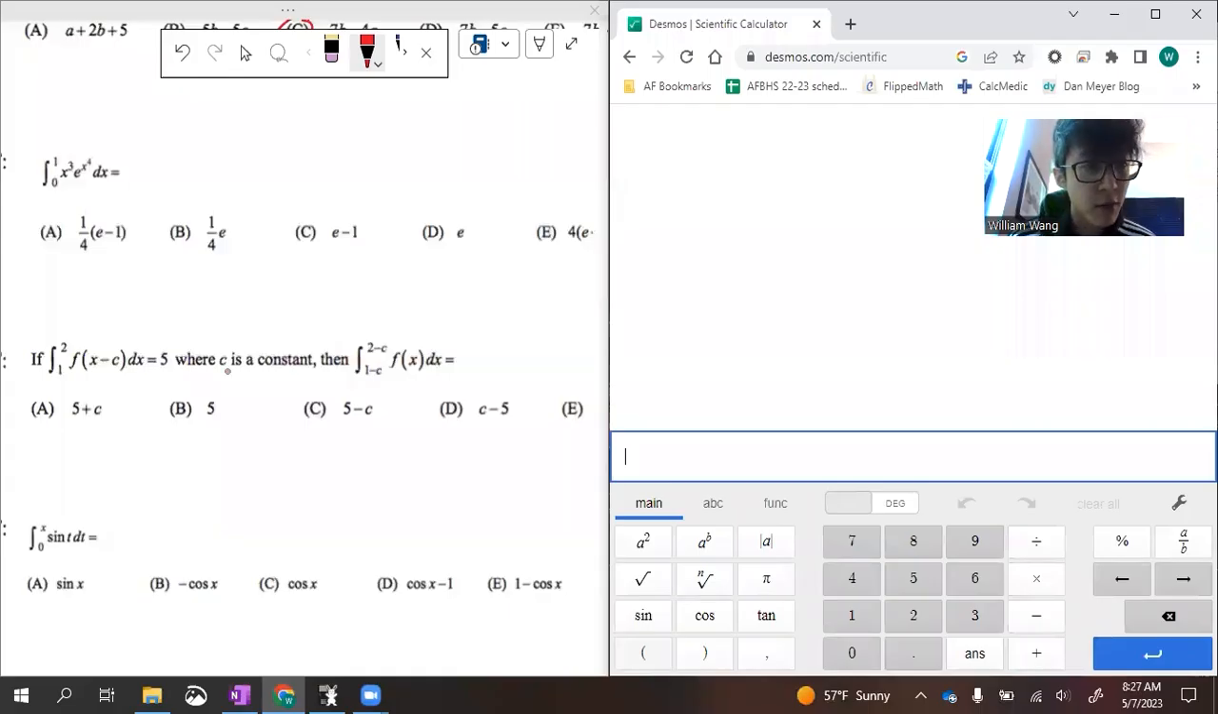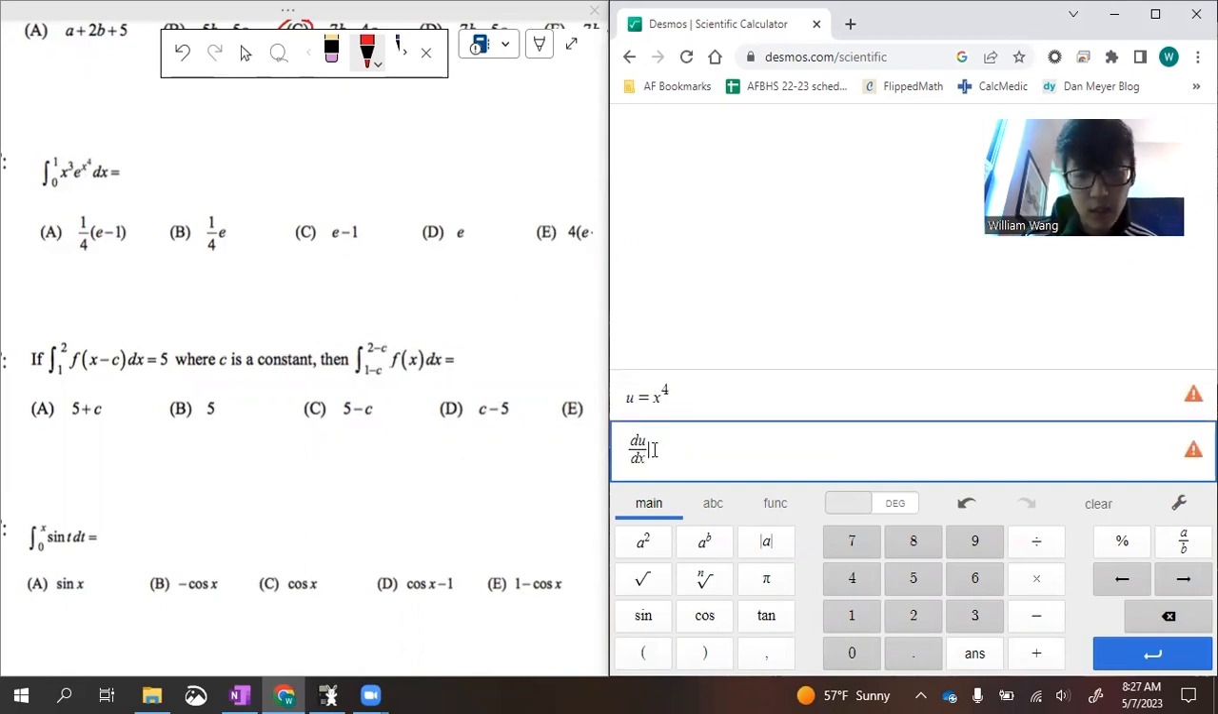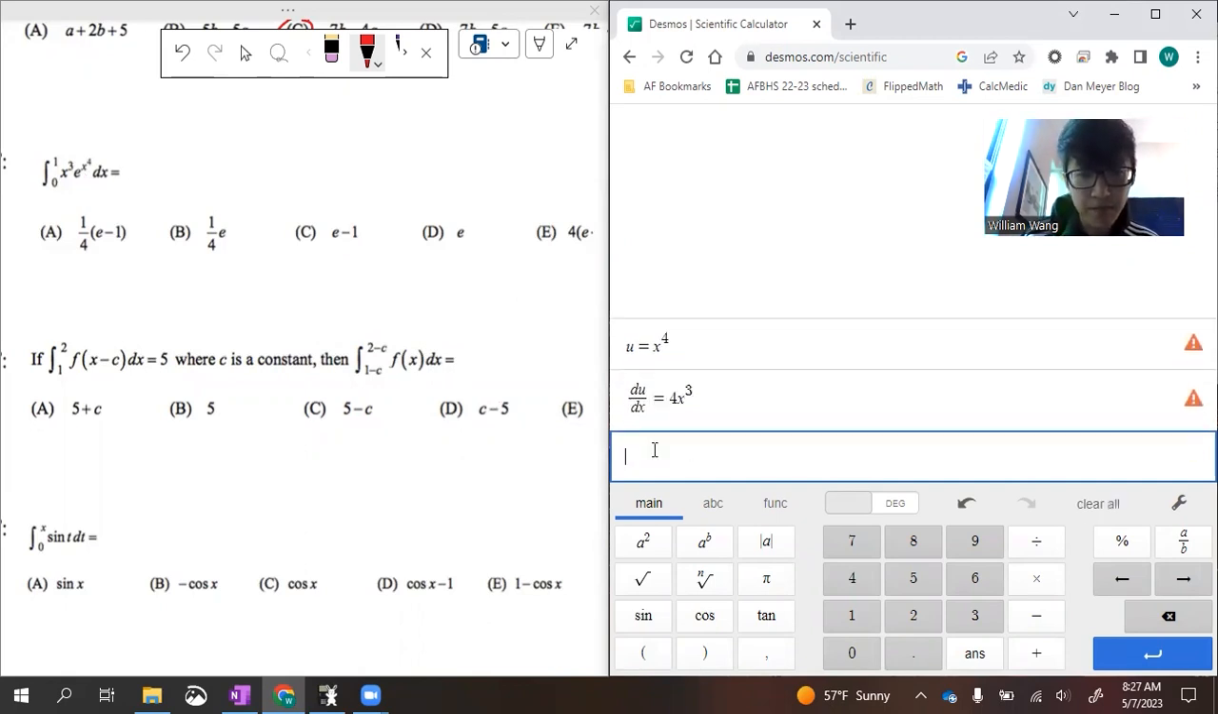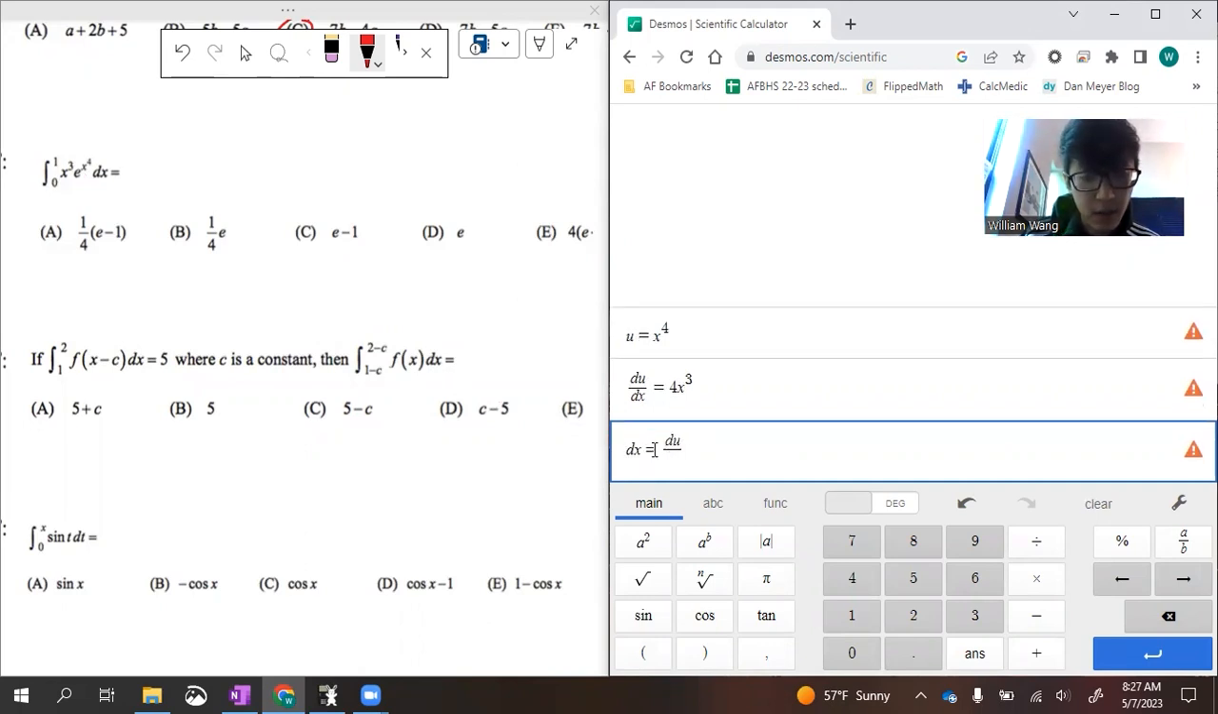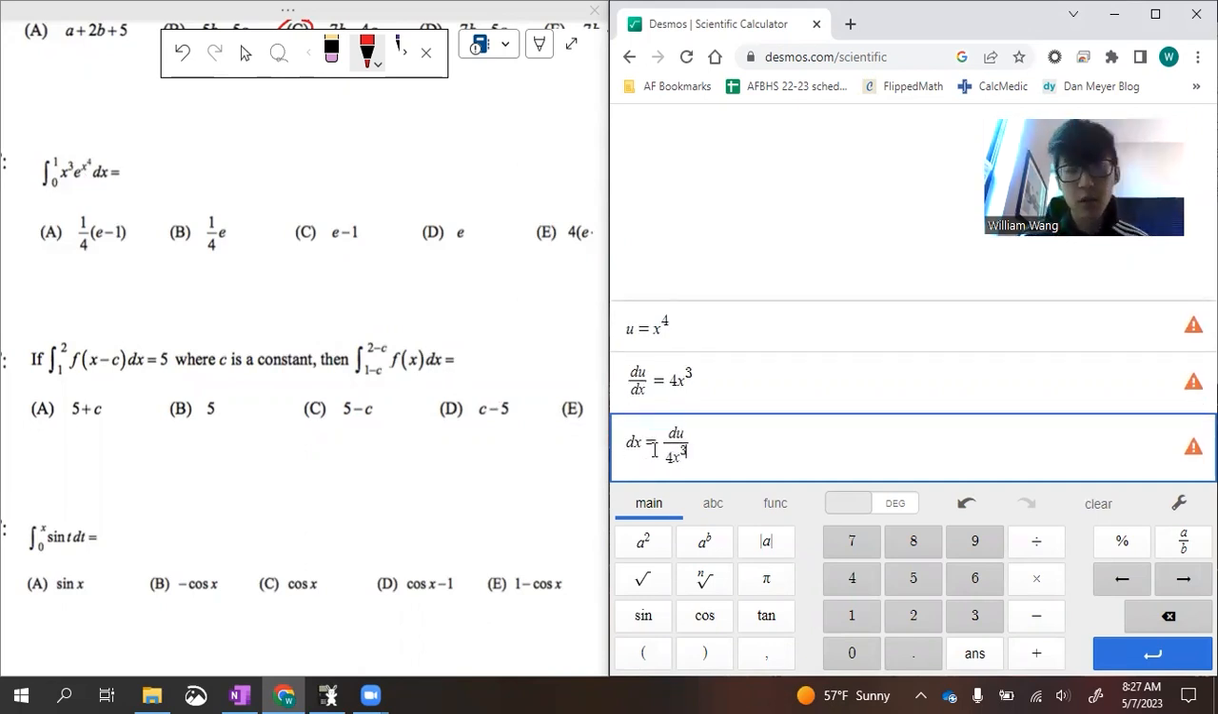All right, next problem. This one is clearly a u substitution because I can't do anti-power rule with this, and this is not in a derivative identity. So my u is equal to x to the 4th. It's in the exponent. du over dx is equal to 4x cubed. dx is equal to du divided by 4x cubed.